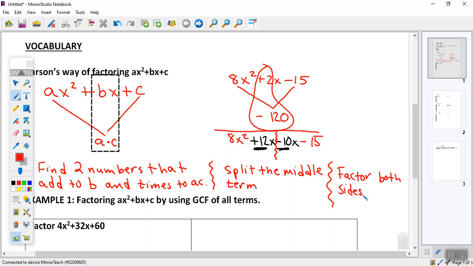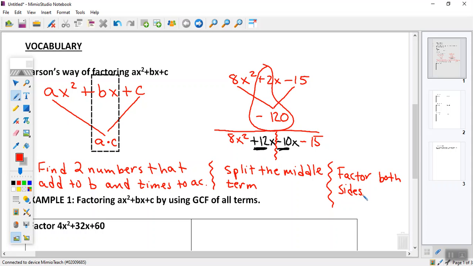So here's the deal. I've kind of set you up for what to do here. This is the way to factor. First thing, find two numbers that do what, kids? Add to B, but at the same time multiply to this AC value. In our case, we had to multiply to negative 120 and add up to what? Those two values were positive 12 and negative 10 from our sum and product calculator, right?